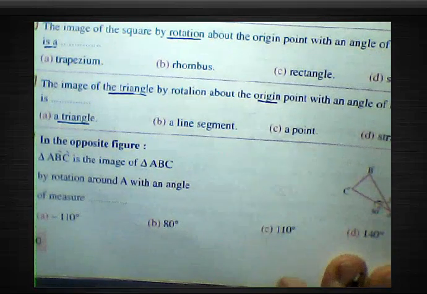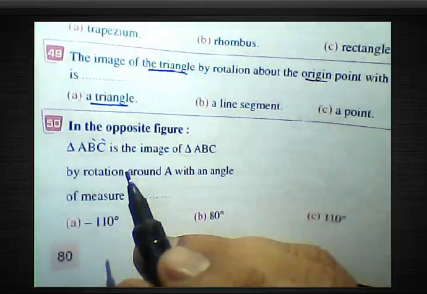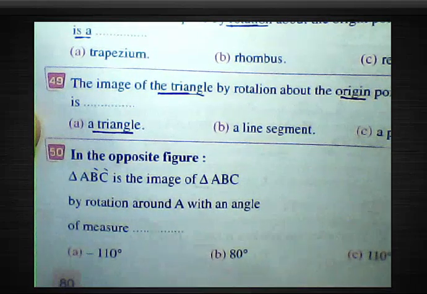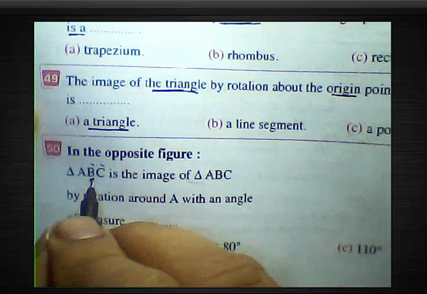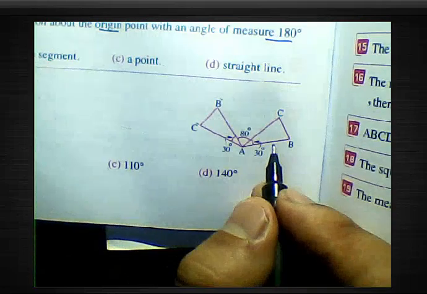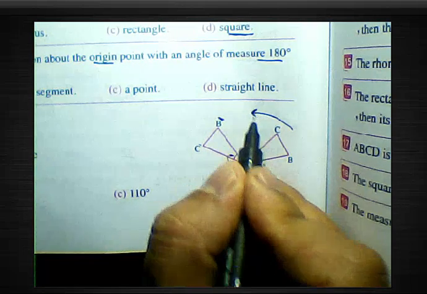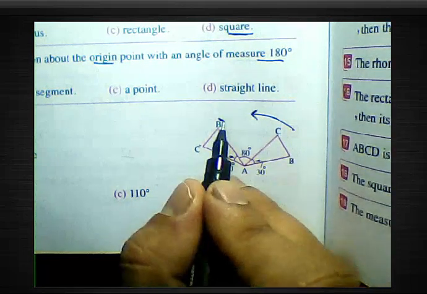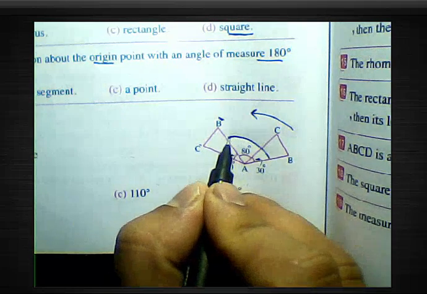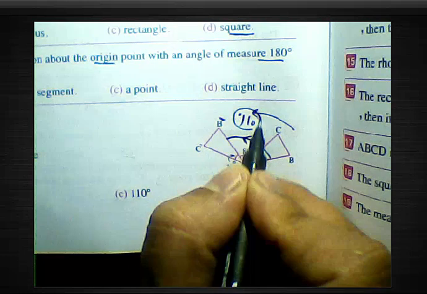Look at here, this question. AB dash C dash is the image of triangle ABC by rotation around A with angle what? Look at here about this angle. B dash is the image of B. Look at here, it's B dash and B. In the rotation here from B to B dash, it's the inverse of rotation about the clock, so it will be positive. From B to B dash, this angle will be 80 plus 30 equal 110. This angle will be 110 degrees.